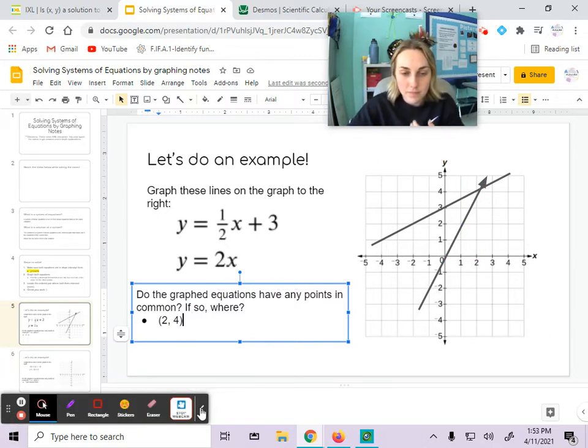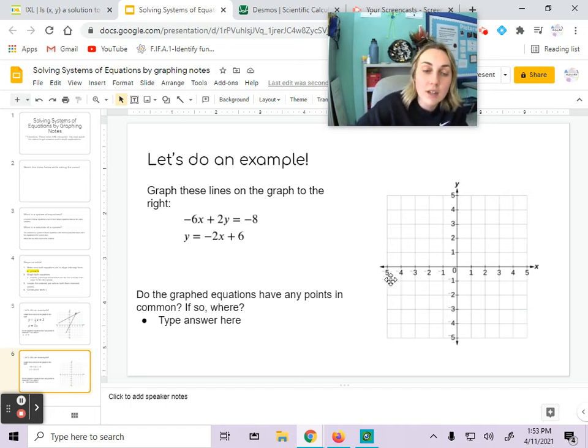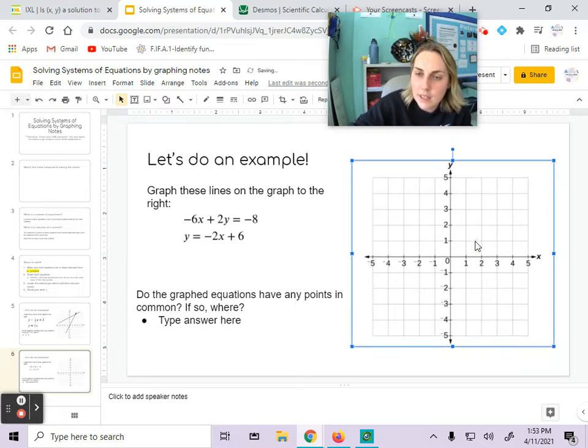Okie dokie. So that's it. That's the only point these lines have in common. Therefore, that is our solution. Okay. So same thing. I'm going to do the same thing here. I'm going to graph the lines on this graph right here and find the solution. I'm going to find the ordered pair where both of the lines meet.